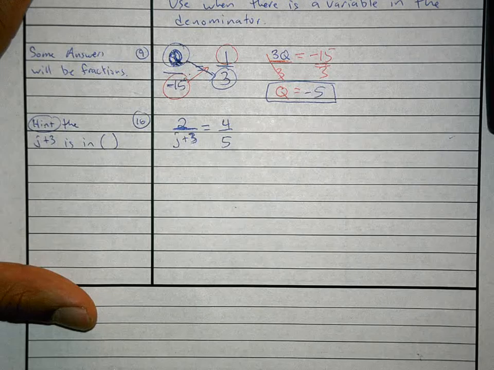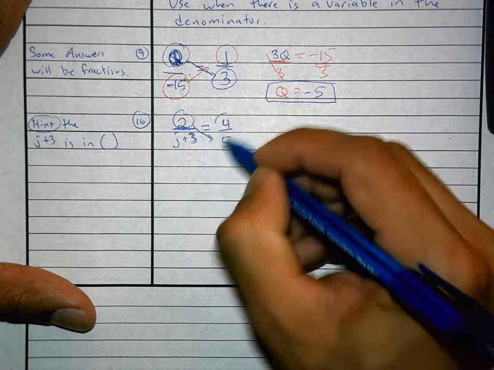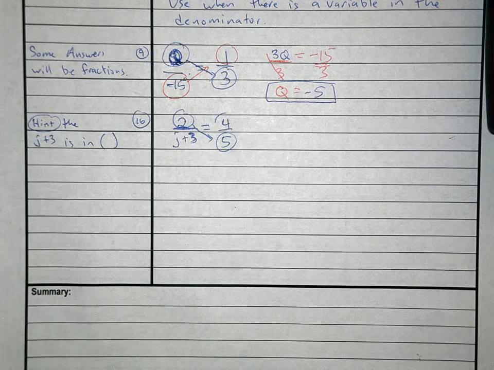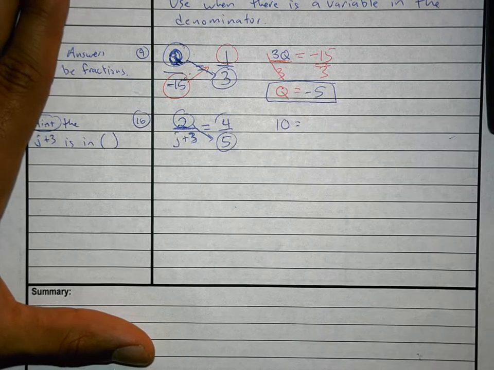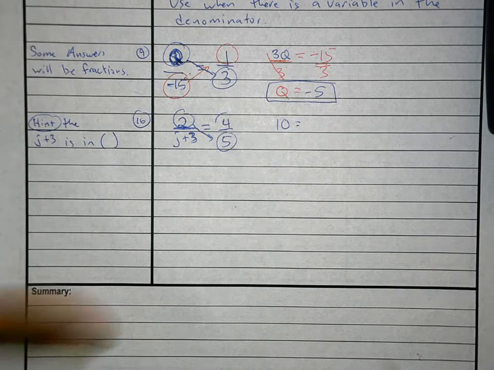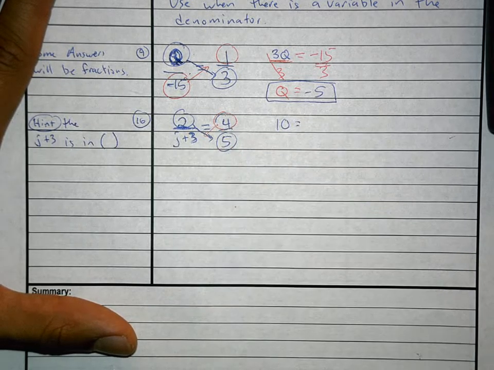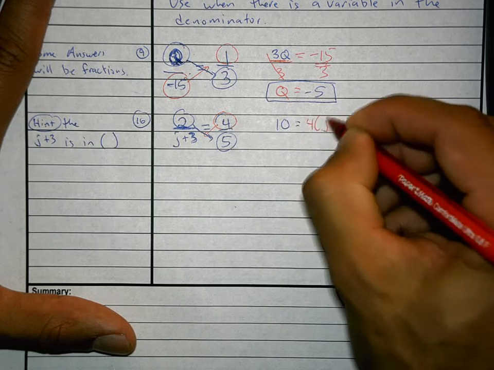So what that means is if I'm doing the cross product property, I do 2 times 5. What is 2 times 5? 10. Tyler. Let me go to Tyler. 2 times 5 is 10. Stay focused, Tyler. And then I'm going to do this 4 times the j plus 3. And that j plus 3 is in parentheses. And I'm going to write it out like this. 4 parentheses j plus 3.